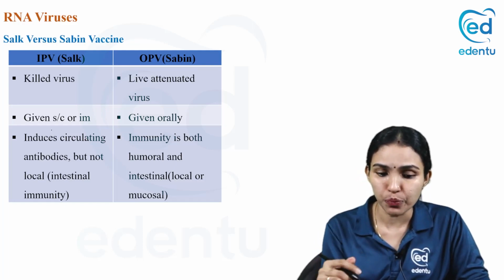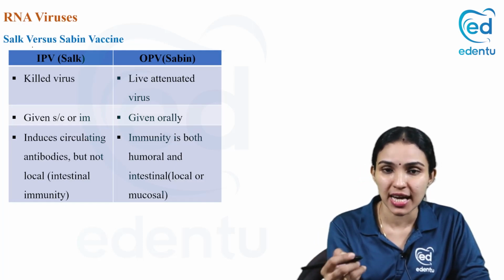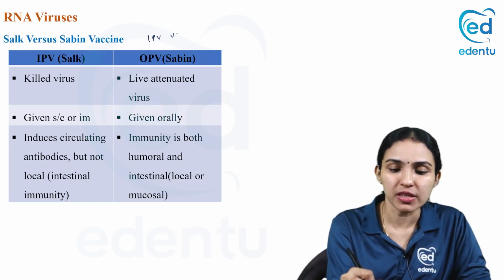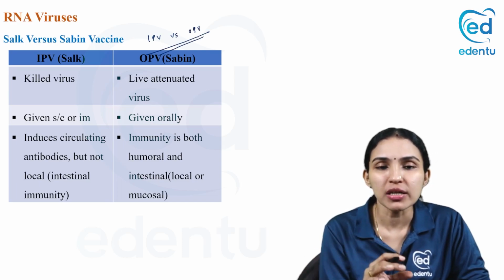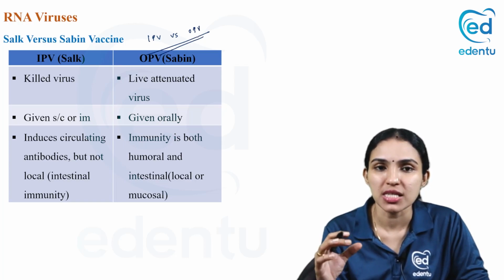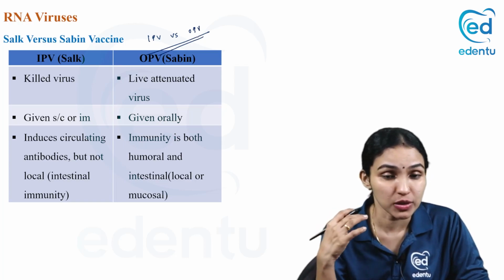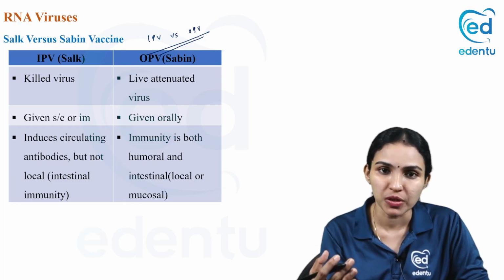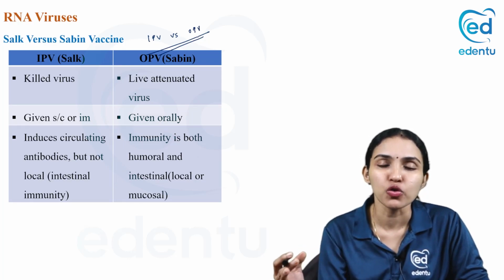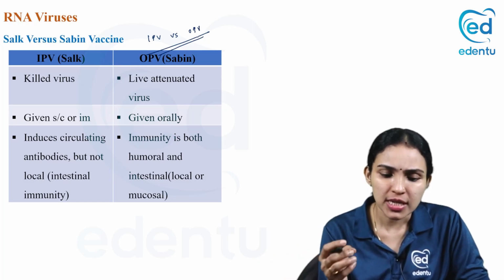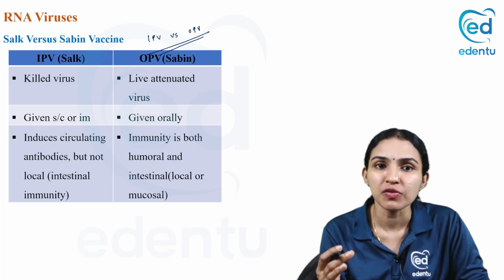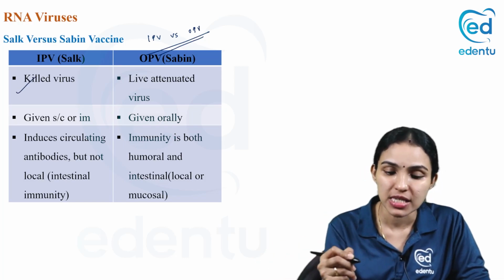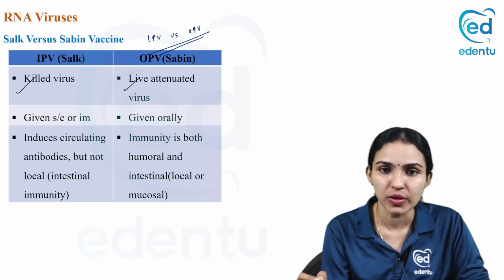Now this is the very important thing, Sabin versus Salk vaccine or IPV versus OPV vaccine. Difference between these two. If you learn this table, it is very good because it's always asked. If the question is prophylaxis of polio, or if they ask difference between IPV OPV, you can remember 4 or 5 points of the difference. So what is the basic difference between IPV and OPV? IPV is a killed vaccine and OPV is a live attenuated vaccine.